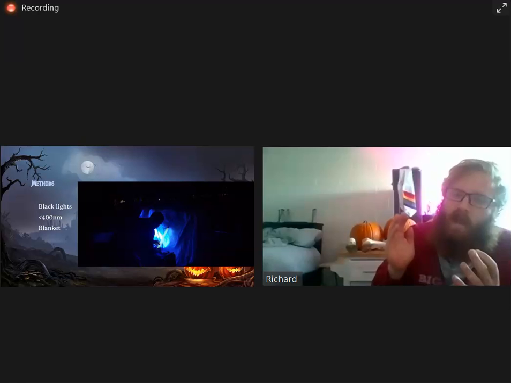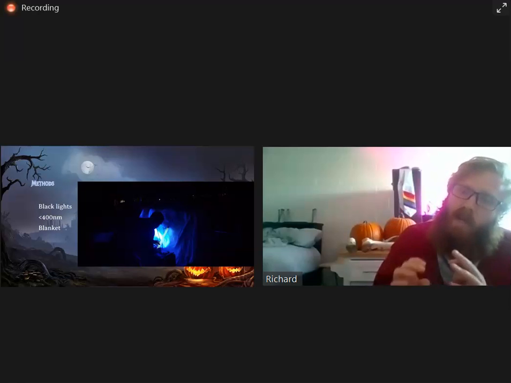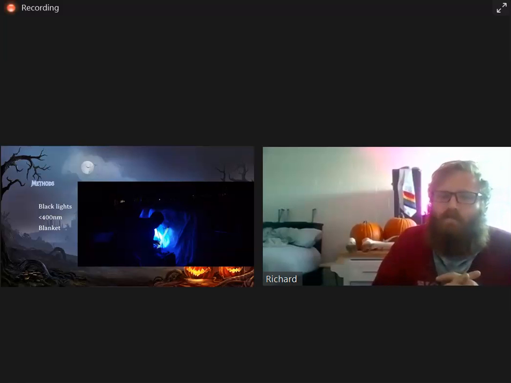And then animals that are attracted to the black light, they'll go on the blanket so then I could take pictures of them, right? And so black lights, the wavelength that they show off is typically less than 400 nanometers. What does that mean, right?